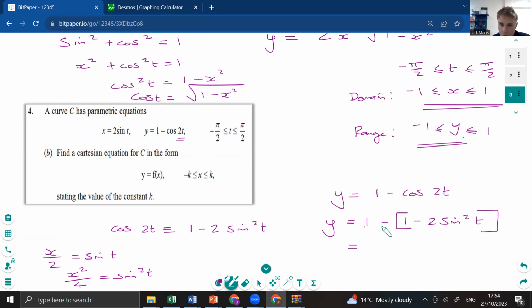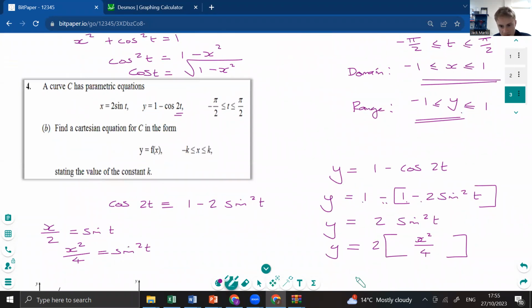And I could simplify that. 1 minus 1, the number's going to disappear. Minus minus is going to cancel. So y equals 2 sine squared t. And then I'm going to substitute in my other result. So my other result for sine squared is that it's x squared over 4. So my final result then is going to be y equals x squared over 2. That's my Cartesian form of it. Okay.